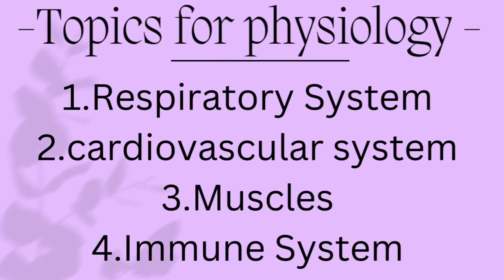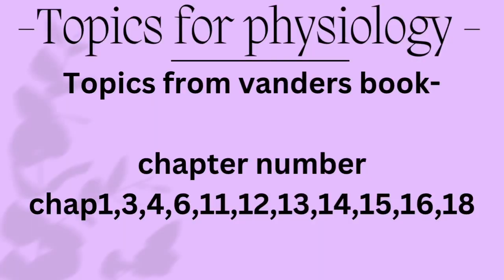The topics are respiratory system, circulatory vascular system, muscles and immune systems. So physiology, you can cover it from Vander's, and from Vander's you can cover chapter numbers 1, 3, 4, 6, 11, 12, 13, 14, 15, 16 and 18. You can cover these topics from Vander's, and it is very nicely explained and given in Vander's.